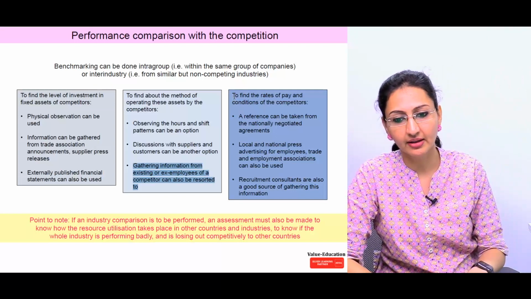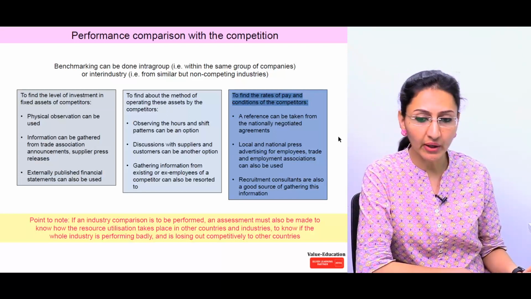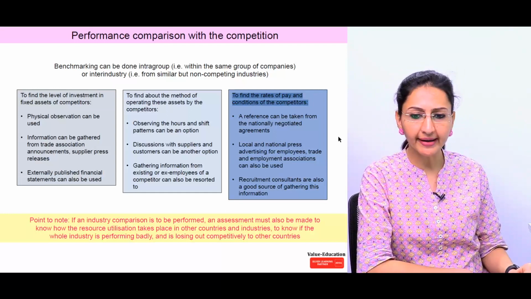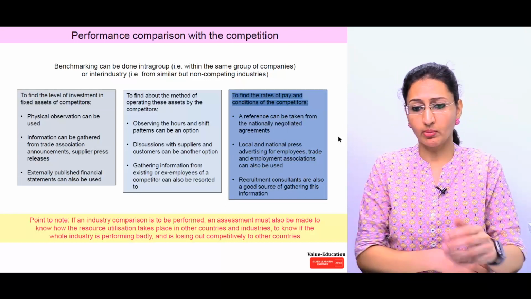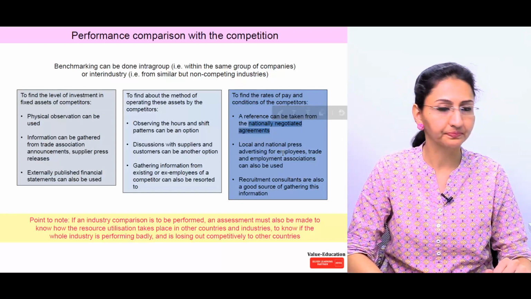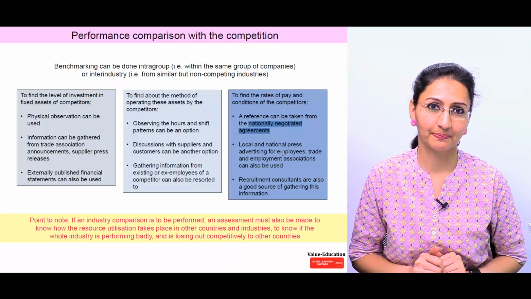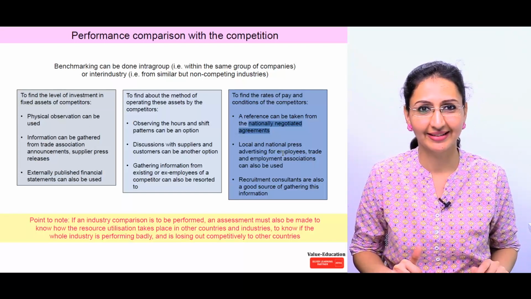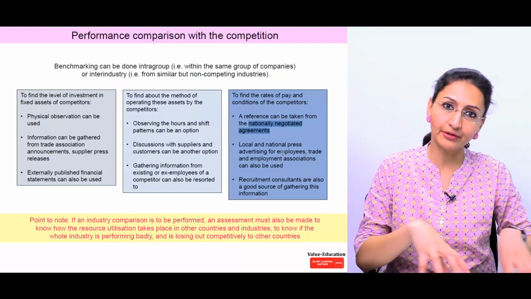Then the third part. Now what if you want to know about the pay and working conditions which your competitors are following? So pay to the labor, pay to the employees. How can you know about that? So there are some nationally negotiated agreements. You can refer to these. Some reference can be taken to these. If you refer them, then probably it's a good deal that you land up into knowing what is the rate which is agreed nationally and this company follows the rates.